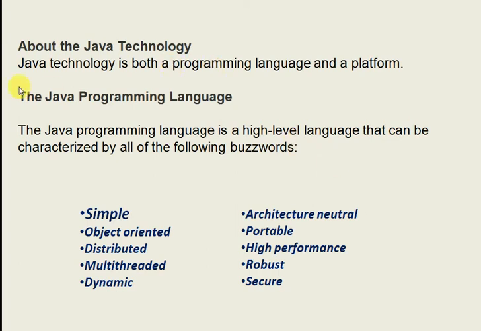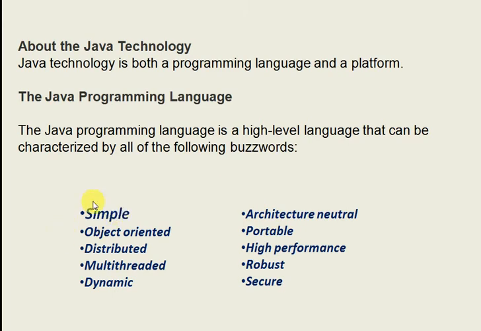So this is the technology definition: our technology is both a programming language as well as a platform. The program can be designed by us, and this program will run independently on any machine, which is called platform independent. Hence the platform is also provided by Java and known as JVM, Java Virtual Machine. The programming language is a higher level language.